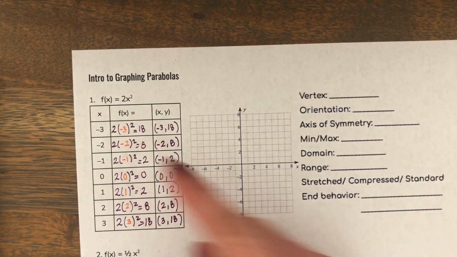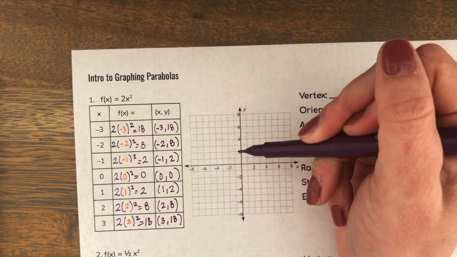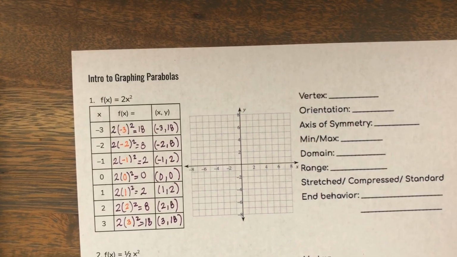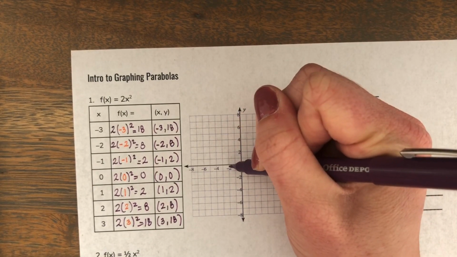And then now you just graph them. So negative 3, 18, that's not going to fit on the graph. That's fine. It's still part of the graph, but we're just not going to show it. So the next one will be negative 2, positive 8.